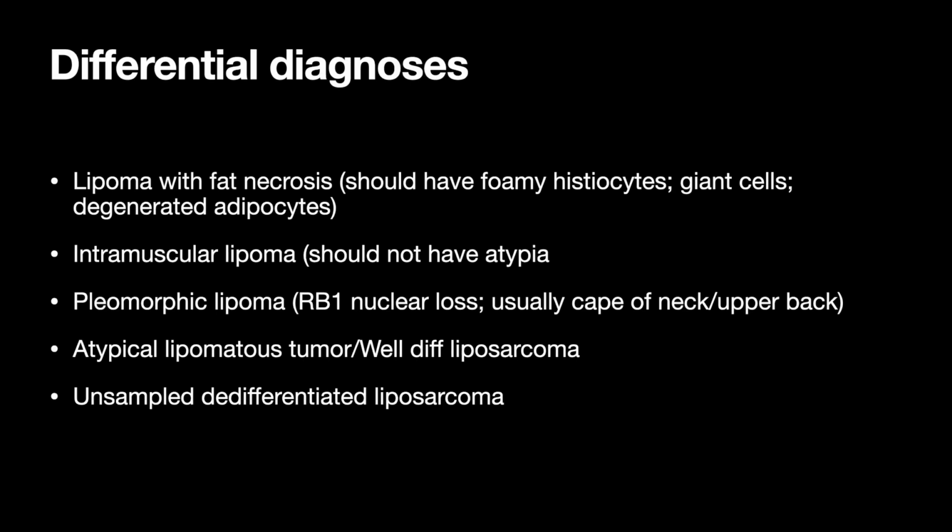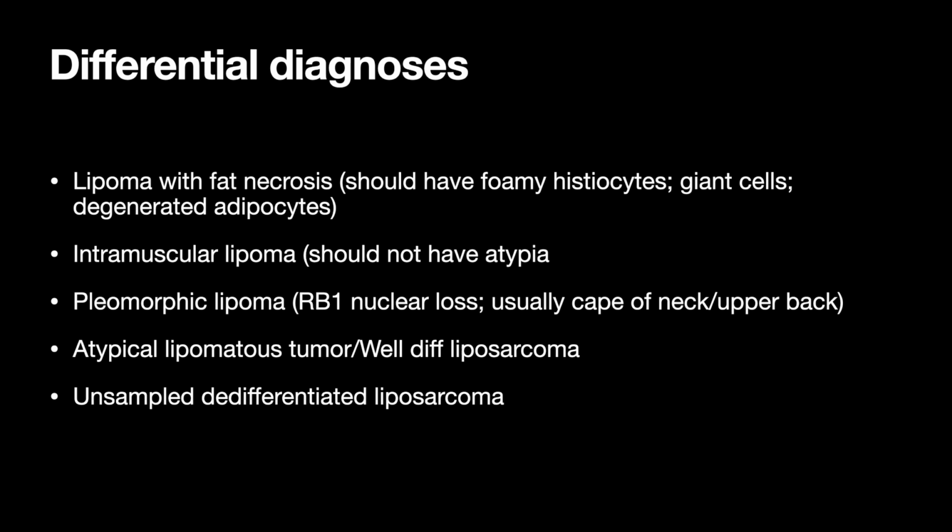My differential includes lipoma with fat necrosis, although we should have seen foamy histiocytes, giant cells, and degenerated adipocytes. Intramuscular lipoma, because we did see the skeletal muscle, but it should not have the atypia that we have seen. Pleomorphic lipoma / spindle cell lipoma, again, they're related. If we aren't sure, you can do a retinoblastoma 1 IHC, and there should be a nuclear loss. And then usually this tumor is in the cape of the neck or the upper back, which isn't the case here.